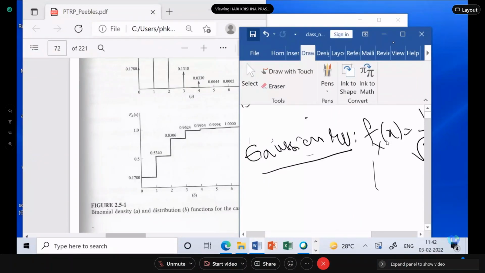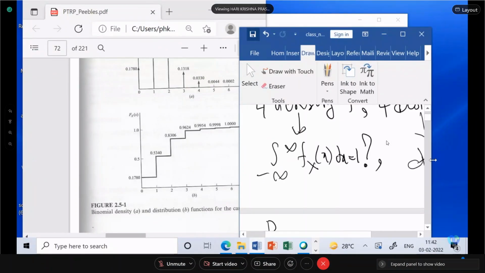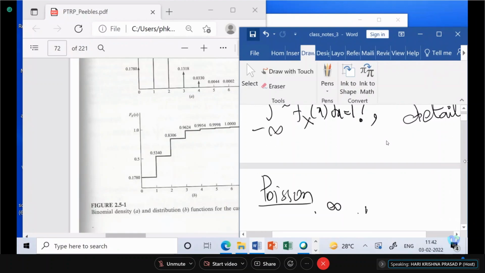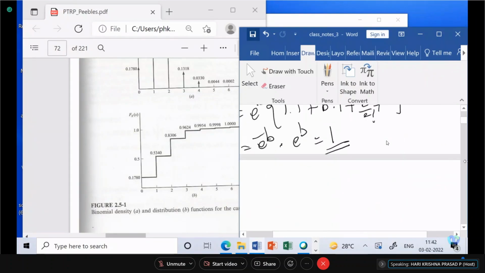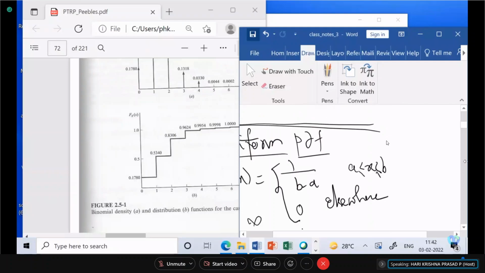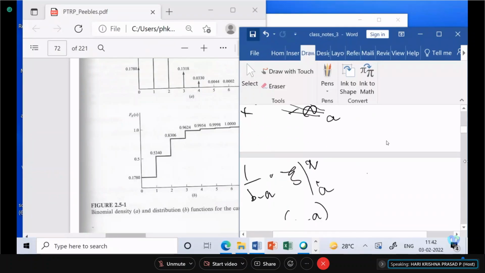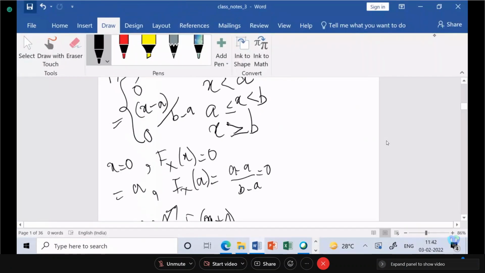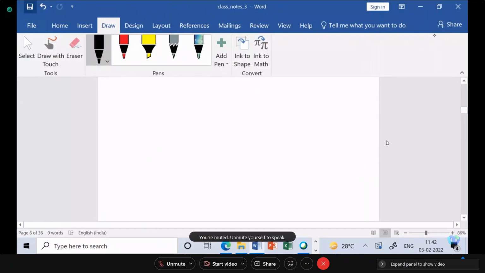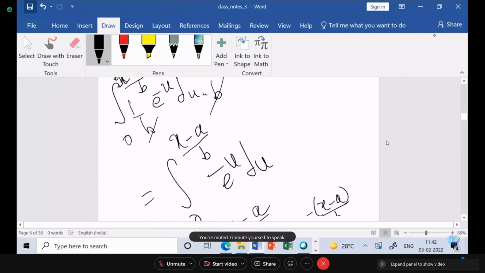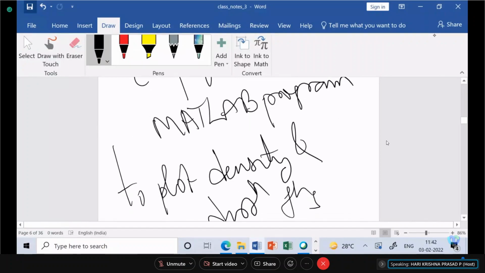So yesterday we were discussing how to compute the median. Any questions, please, from the previous class? So I wrote down the questions, right?